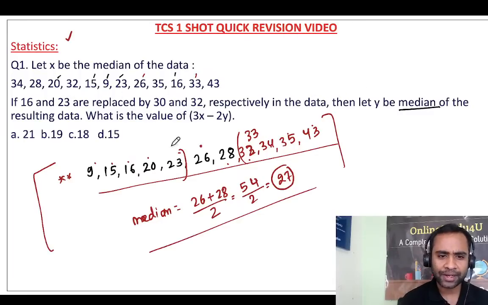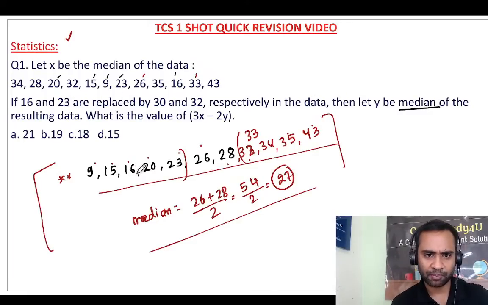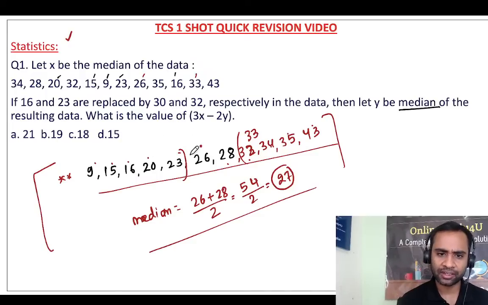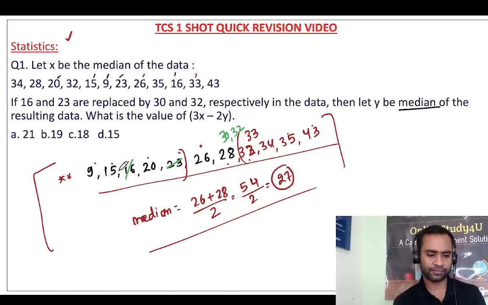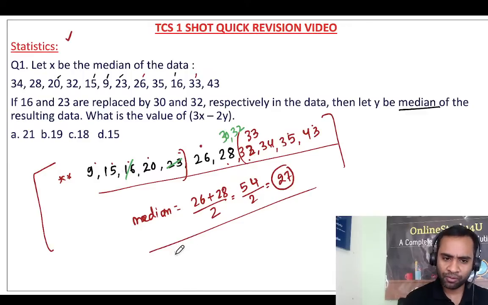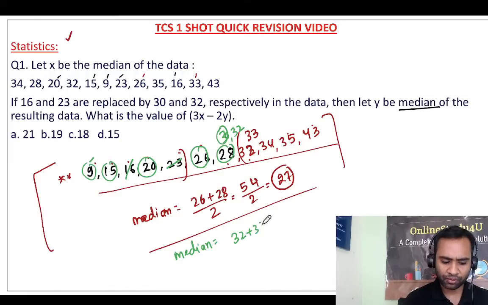So if 16 and 23 are replaced by 30 and 32, so 16 and 23 you remove and you bring 30 and 32, right? Okay, fine. Now we have to calculate the median. So what will be the median now? 1, 2, 3, 4, 5, 6. So it is 32 plus 32 divided by 2. So it will be 32.